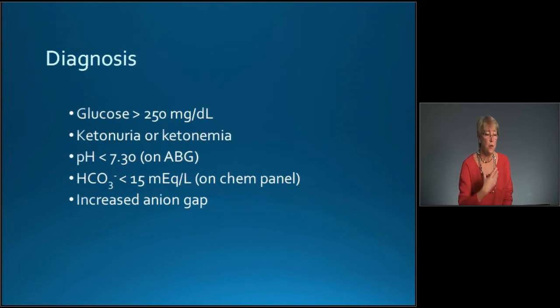So again, you know that you've assessed them, you're seeing the signs and symptoms and presentation of diabetic ketoacidosis, you're anticipating interventions due to the orders that are placed by your physician, you're going to implement those and then reevaluate and determine outcomes. So glucose greater than 250 is what we're going to see to diagnose ketonuria or ketonemia, a pH of less than 7.30 on a blood gas, or bicarb of less than 15 on a chem panel. And you're also going to see an increase in that anion gap.